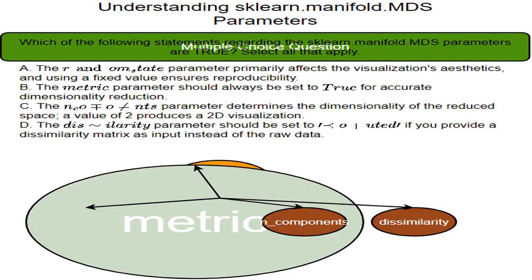Here, you specify how the distances between data points are calculated. If you set it to true, then MDS uses a standard distance metric, like Euclidean distance. If you already have a distance matrix, and thus set dissimilarity to pre-computed, you don't need to define this parameter because MDS already knows the distances.